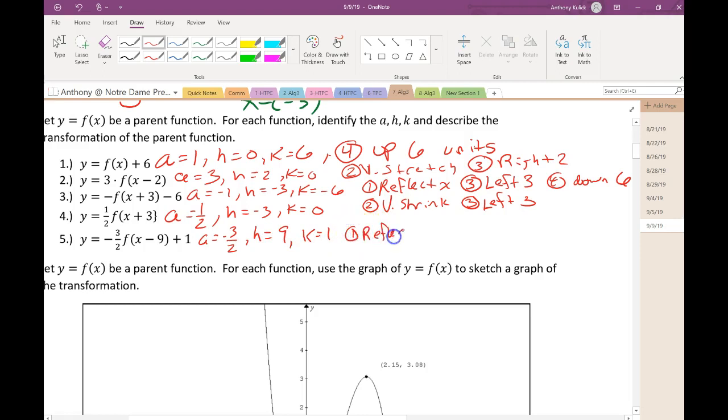so the A is negative, so we have that reflection across the x. The absolute value of A is not 1. In this case, since the absolute value of A is greater than 1, we have a vertical stretch. Since the h is non-zero, we have a translation. Since the h is positive, we're going to go right, 9, and then since the k is non-zero, we have a translation up and down. Since k is positive, we go up. In this case, 1.